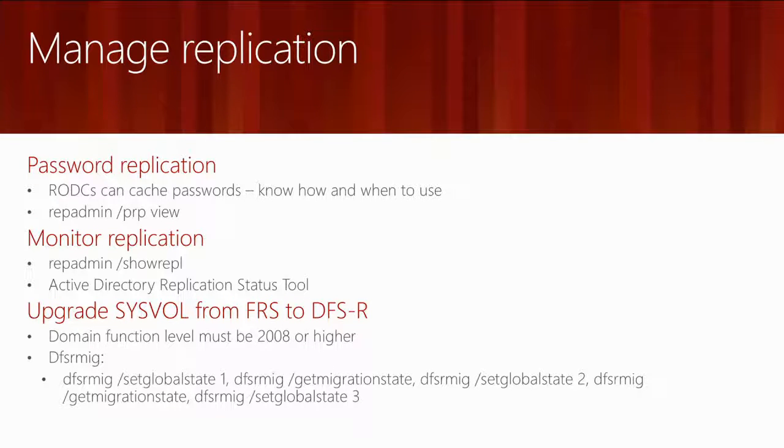So for the migration from FRS to DFS, the domain functional level has to be 2008 or higher. That's one of those keys right there. But let's talk about the actual process. It's kind of ugly down there. The third bullet is the process to go from FRS to DFS, but I wanted to point out a couple things.